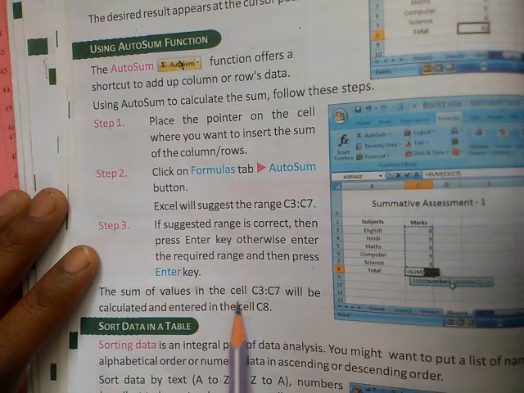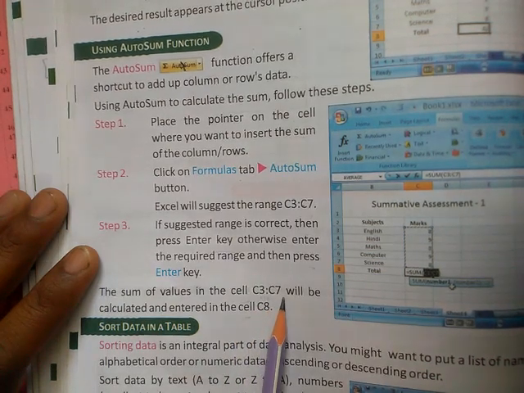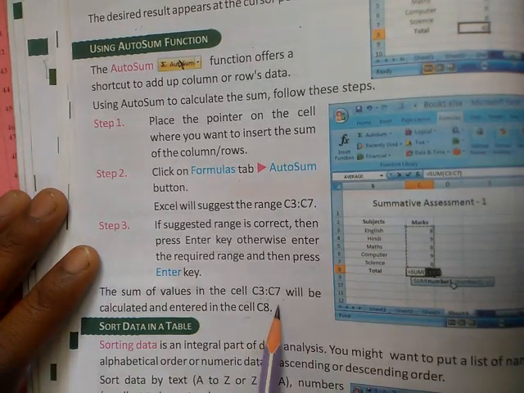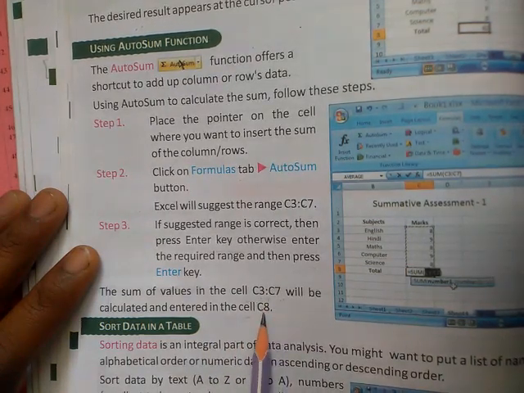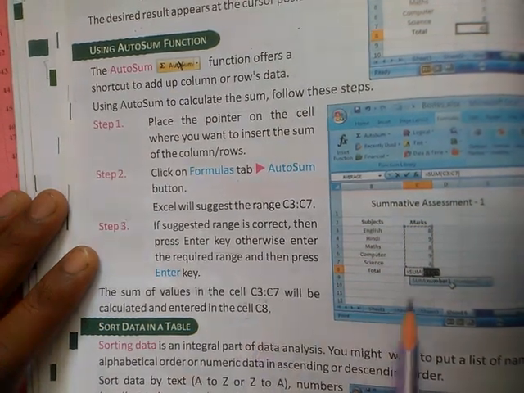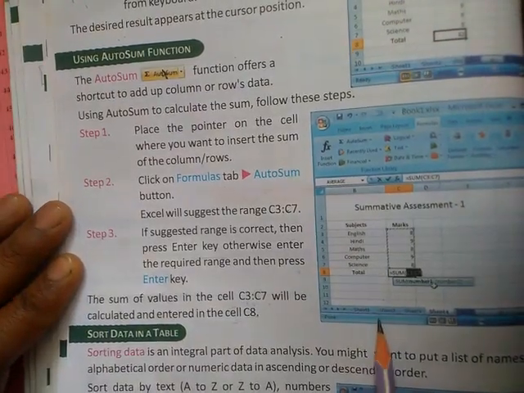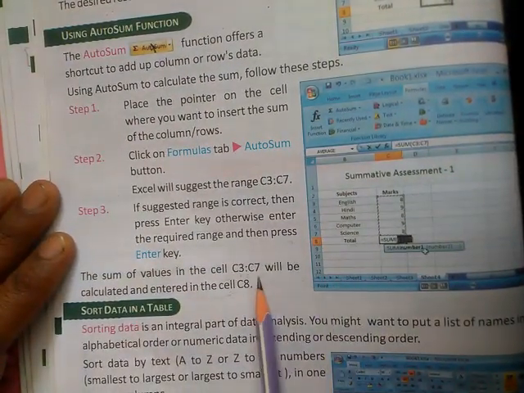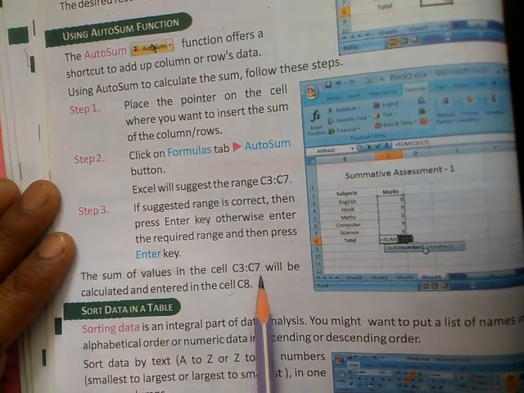Not column, cell 3 and cell 7 will be calculated and entered in the last cell after cell 7, it means cell 8, as shown in this picture diagram. So it is not column, it is cell 7.